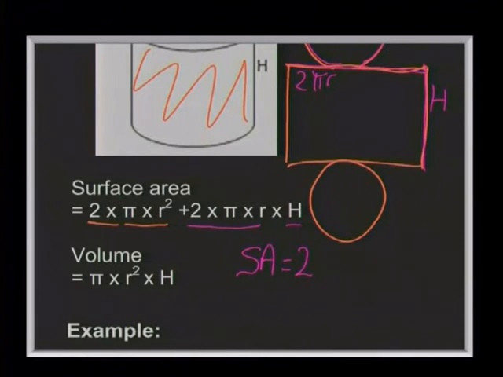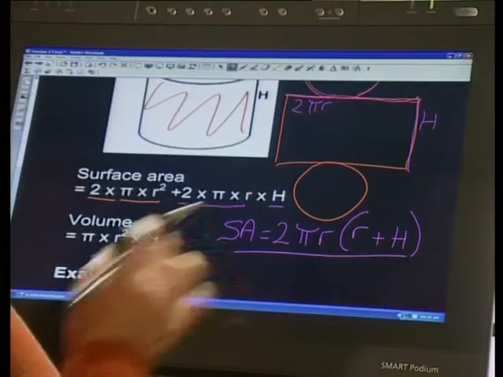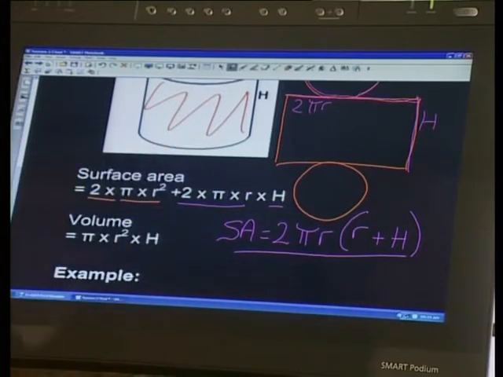We can take out a pi, which is common. We can take out a radius, which is common. And what are we left with? We're left with the radius plus the height of the shape. So you might see that formula. That formula and that formula are the exact same formula. Substitute your values into what you are given and the formula that you're given.